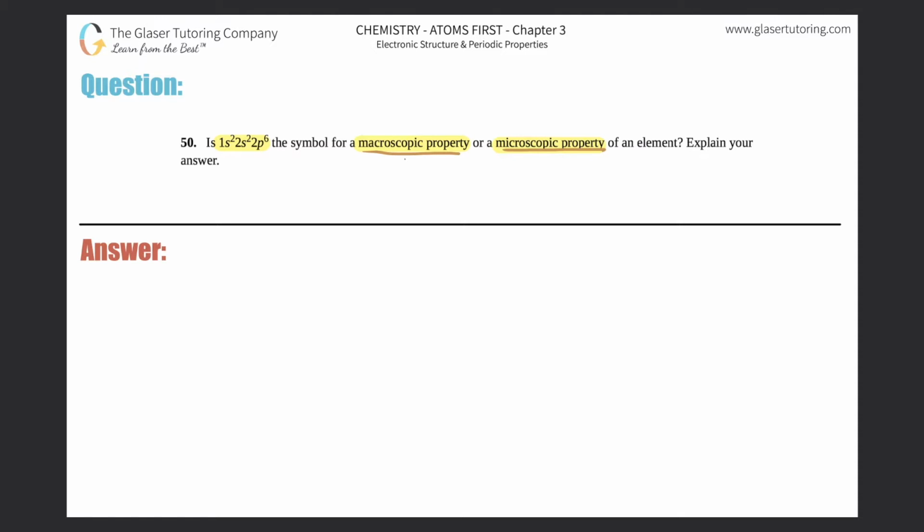A macroscopic property is something that you can see with the naked eye, right? So it's any property that you could actually measure. So like if you're measuring mass or a volume or anything like that, that's a macroscopic property. Microscopic property is knowing that it's there, but unfortunately the human eye isn't powerful enough to see it. So you cannot see this.